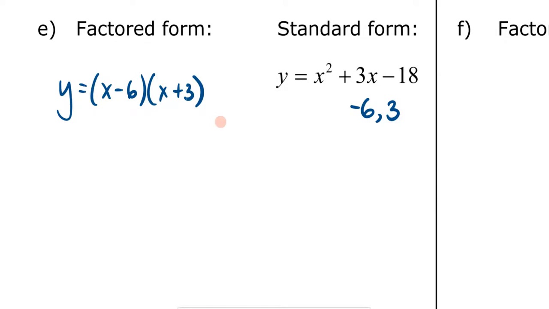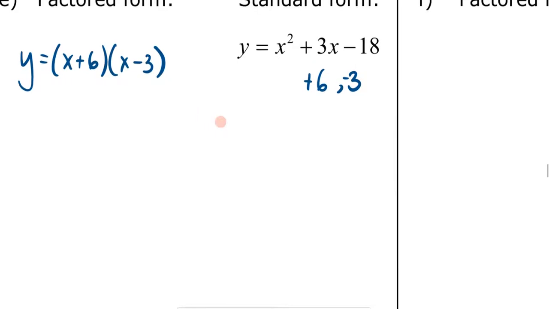Oh, I think I made a mistake there. Positive 6 and minus 3. Positive 6, negative 3. Okay.